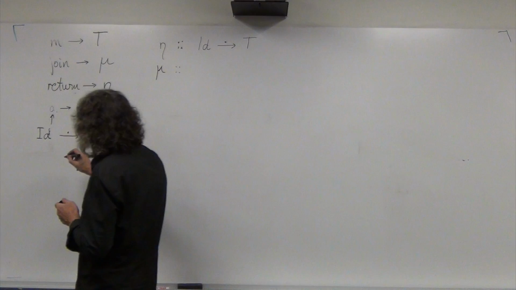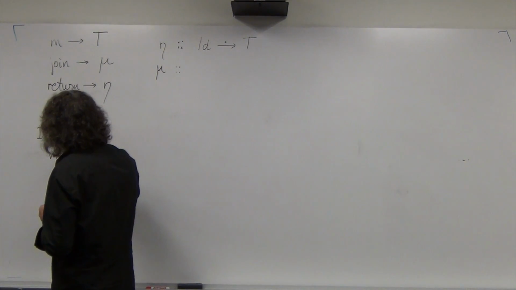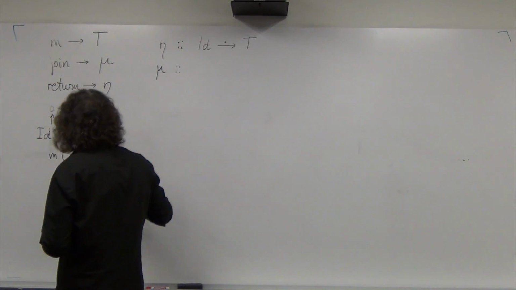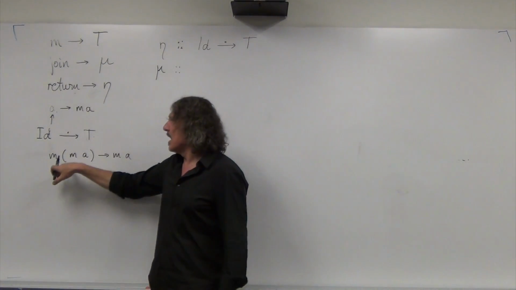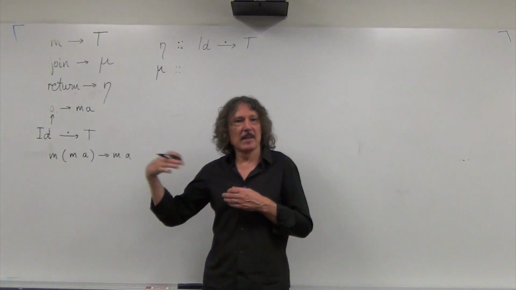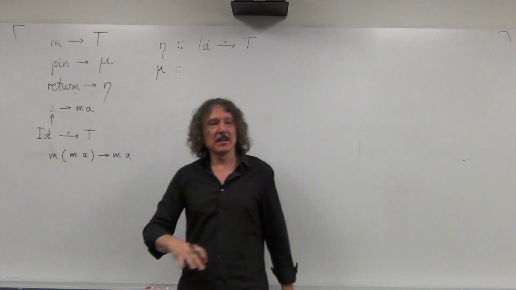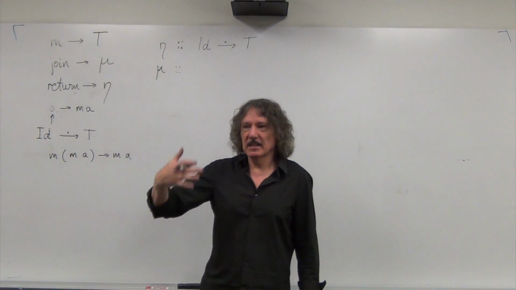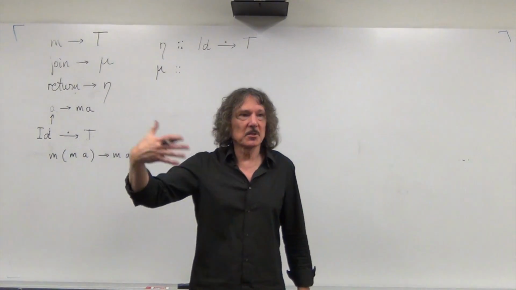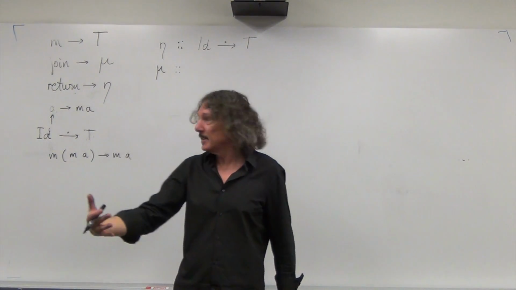I mean, where join was going from MMA to MA. What does it mean? What is MMA? It means we take this functor M, act on A, and then we apply this functor to the result. So this is like double application of a functor. That's just a composition of a functor with itself, right?